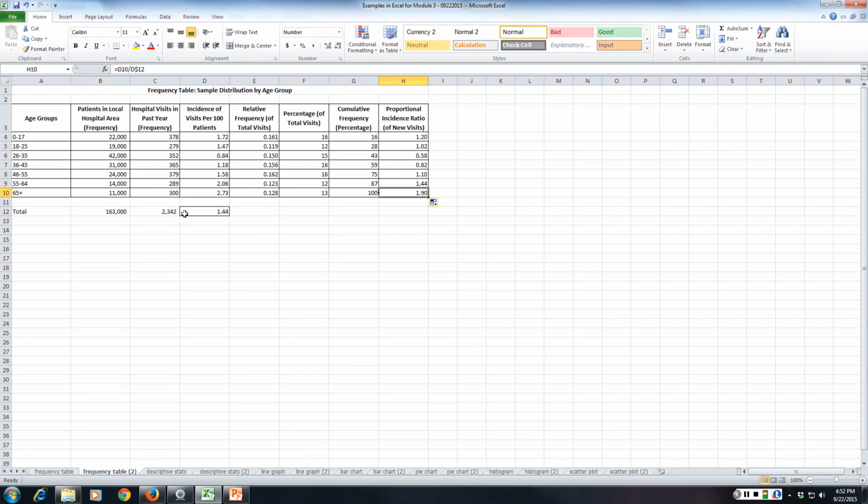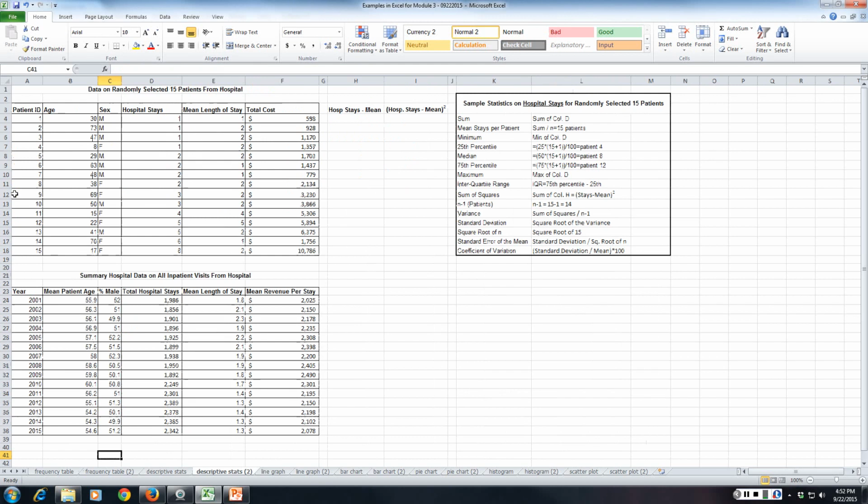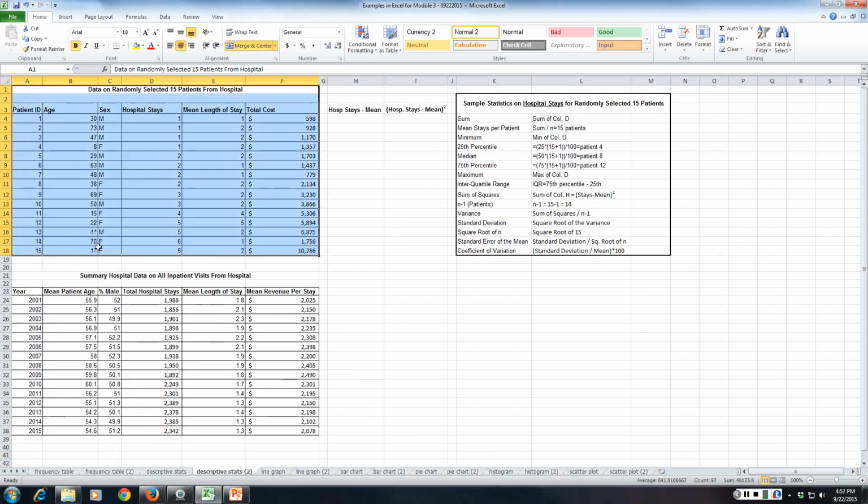Okay, so that's how we calculate some of the frequency table statistics for categorical data. Now let's look at some descriptive statistics for numeric data. I want to draw your attention to this table that I have up here in the upper left corner. You're looking at data on randomly selected 15 patients from a given hospital.